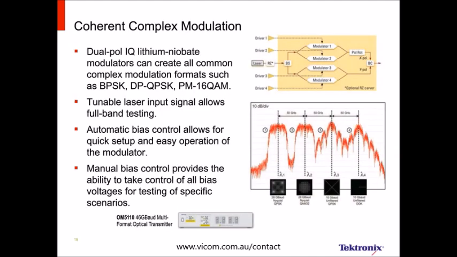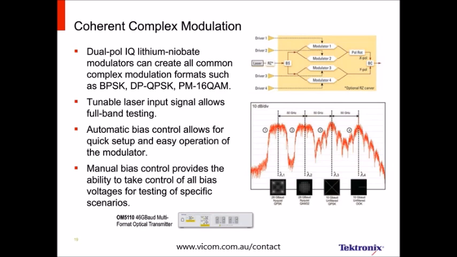And here's the IQ modulator I was talking about before. Basically, the way it's done in lithium niobate is you have a modulator for in-phase, a modulator for quadrature, and then you can affect the relative phase between those by a phase shift on the lithium niobate. So those three things need to be controlled for both polarizations.